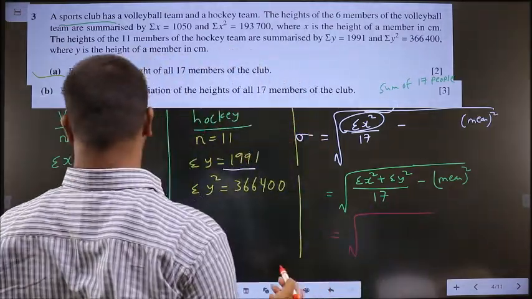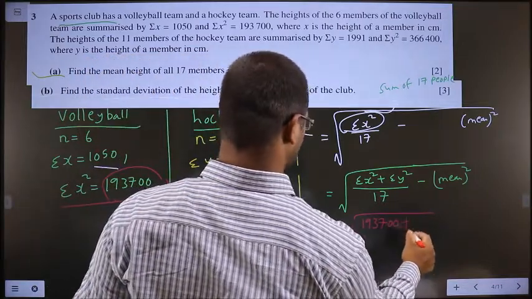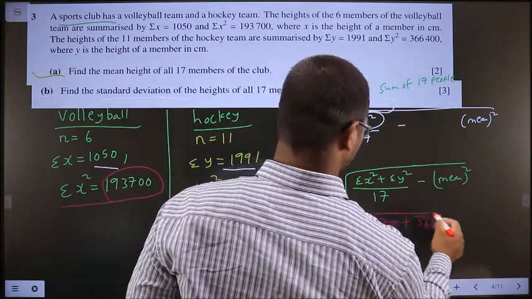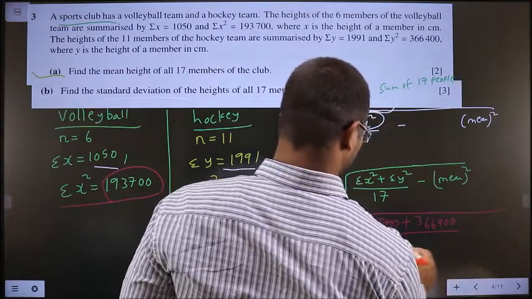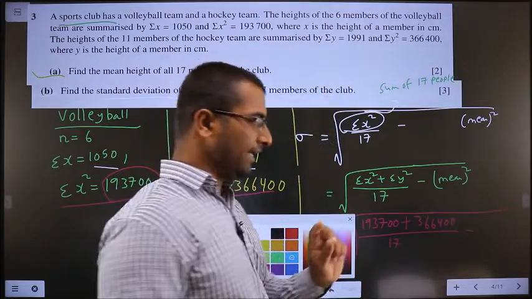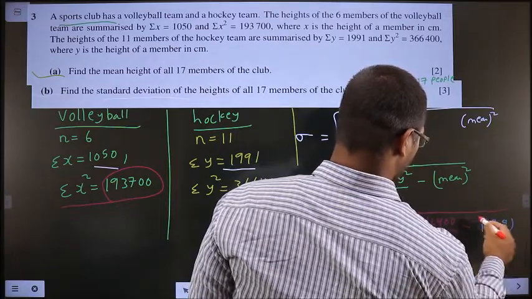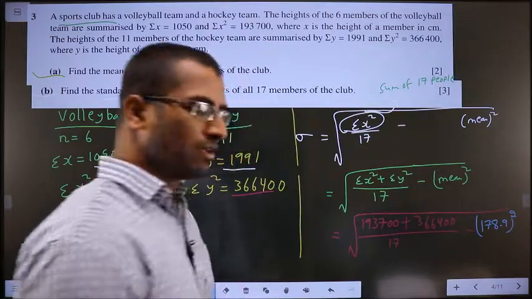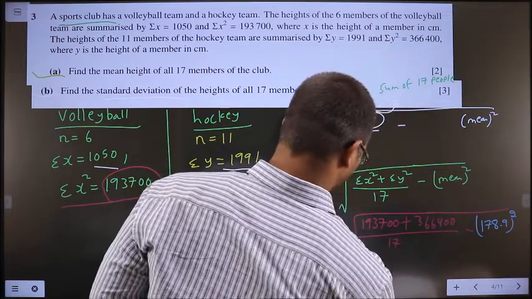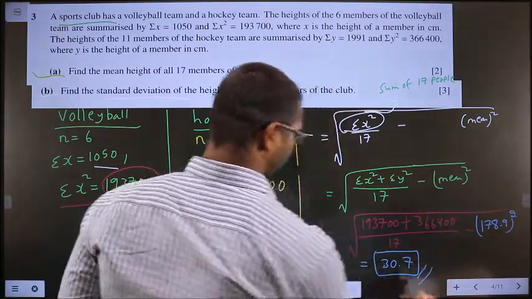Sum of x square given to us is 193,700 plus sum of y square is given to us to be 366,400 by 17 minus mean square. Whatever answer we got for A1, that is 178.9, whole square. Put all at once in the calculator. That will give you the answer 30.7. So this is the standard deviation.